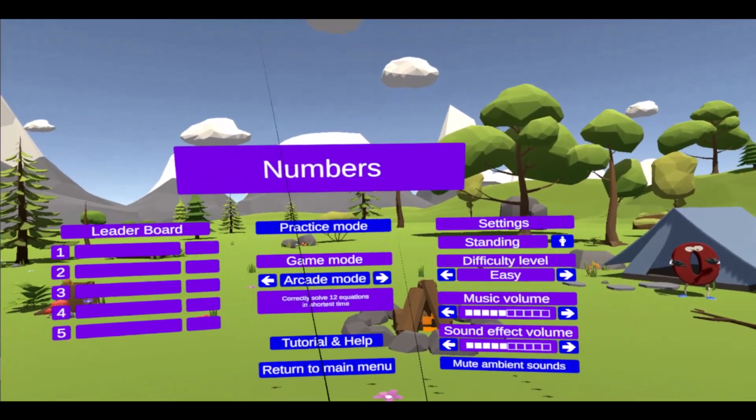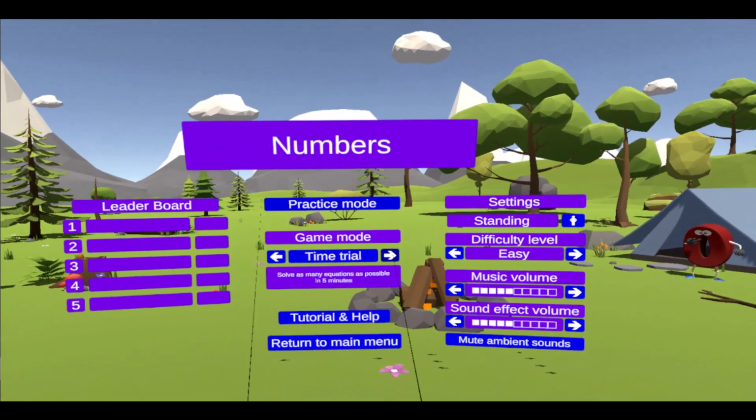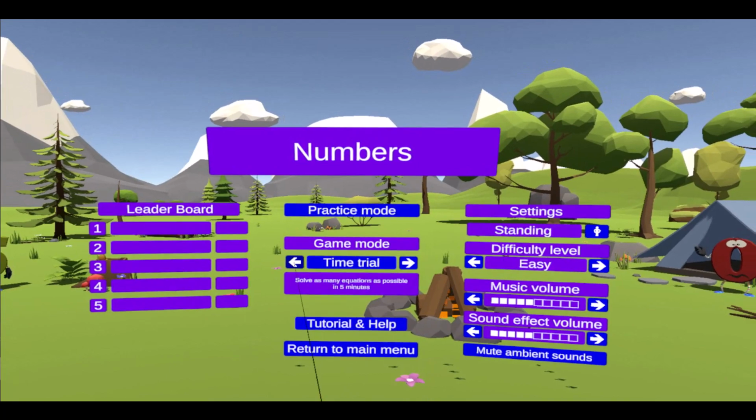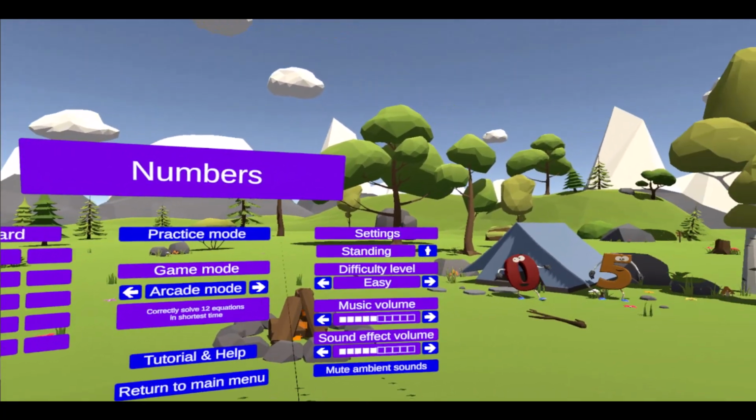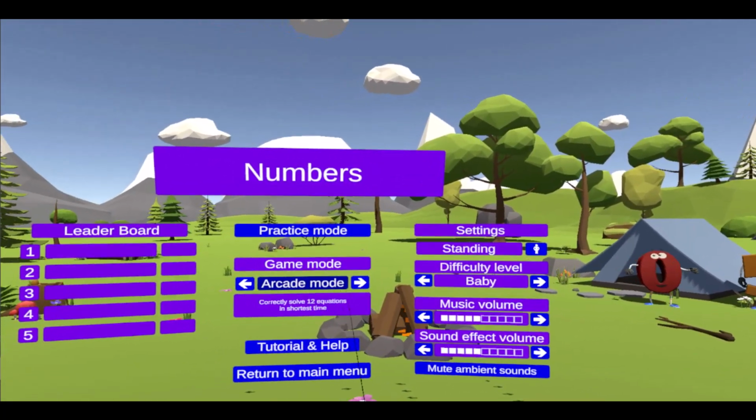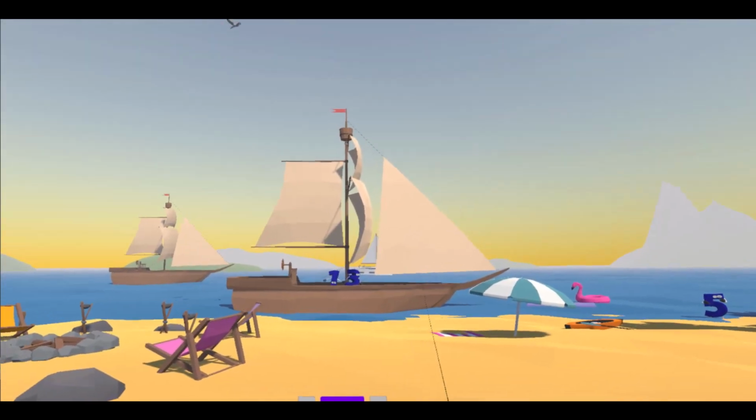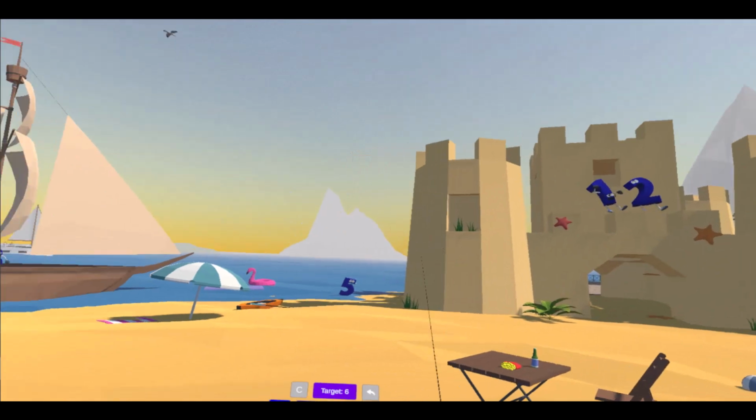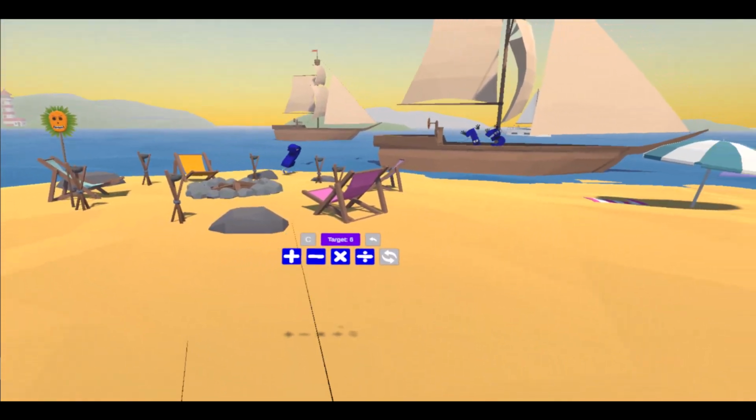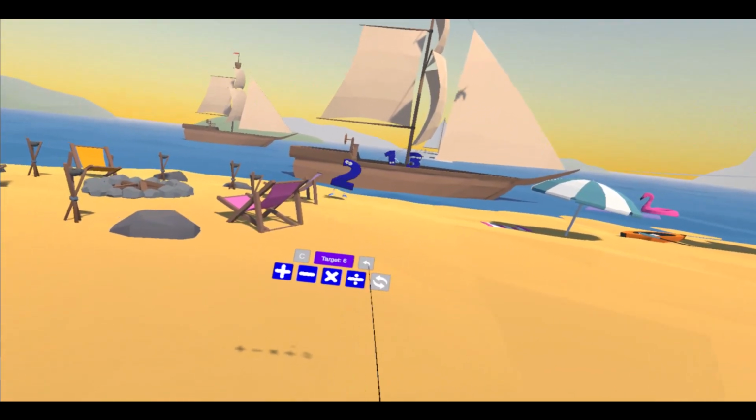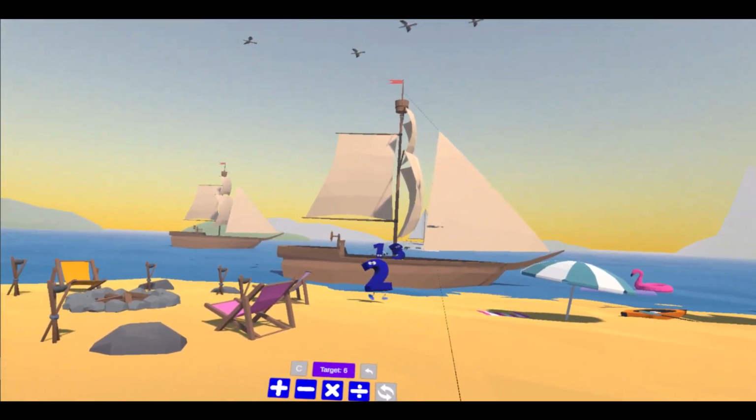Okay, so let's have a look at the other modes. So we've got arcade, we've got time trial, and we've got survival mode. Now, for the first version, I'm going to go into baby mode in arcade because it's just easier to demo. Okay, so we've got a nice, relaxing beach environment. This is arcade mode. I'm in baby difficulty, so my target is 6.